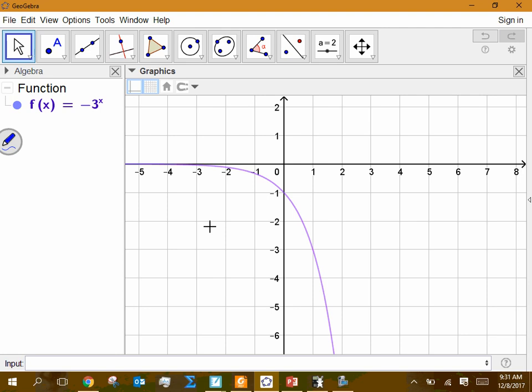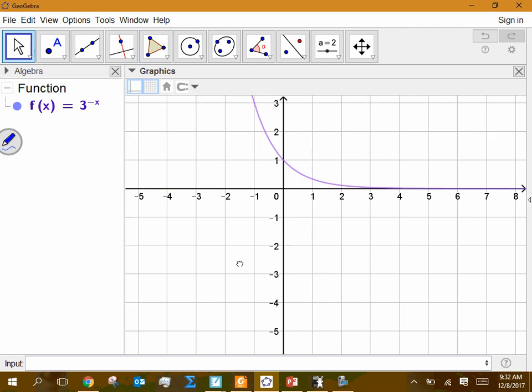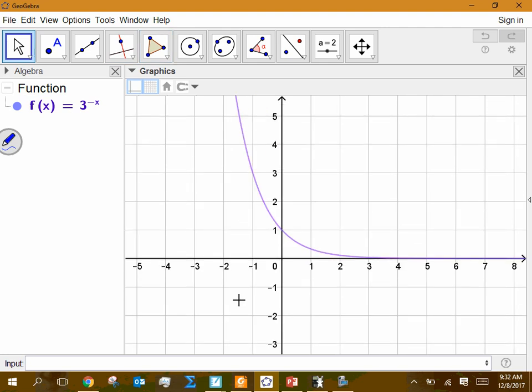Okay. What if I would have done this? What if I would have taken 3 to the x, and instead of multiplying the 3 by a negative, I come to the x and I multiply it by a negative. What's that going to do? Yeah, flips over the y-axis. Okay. Now that looks something similar to what we've already talked about. I think we maybe introduced it yesterday.